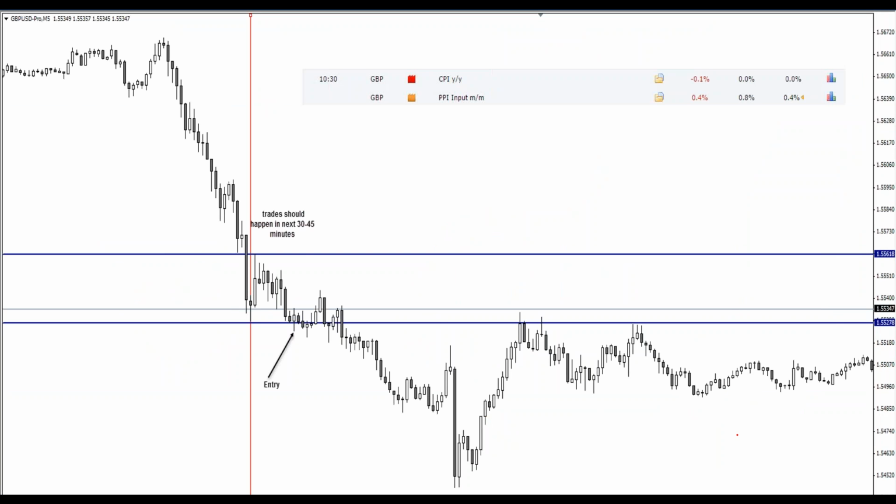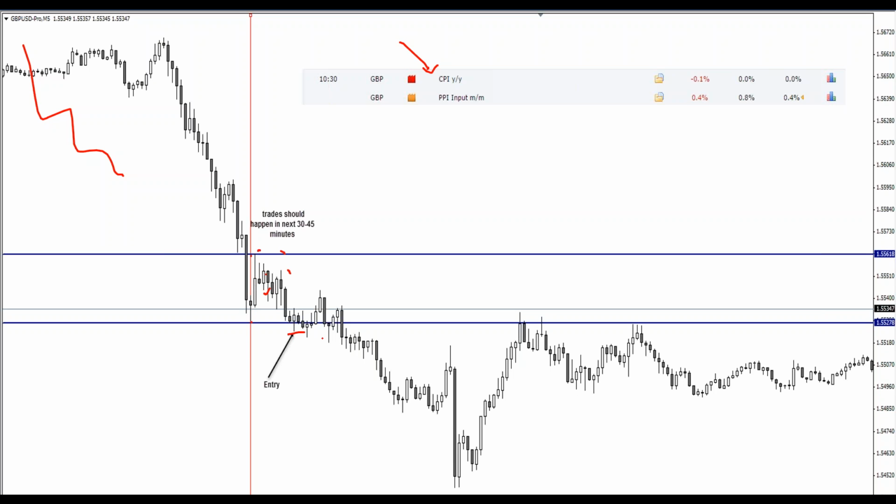Another example, CPI bad number. You see, this is good when technical analysis and fundamental analysis are aligned. The trend was to the downside. Then we had news. News came worse than expected. What happened? This is the setup candle. Okay, spike here, spike there. We don't trade it until this point. The trade should happen in the next 30 to 45 minutes.